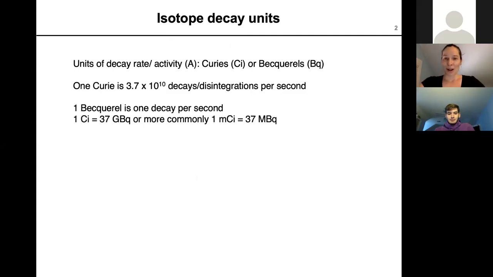If you are a radiochemist in the United States, you still tend to prefer curies, but the SI unit is becquerels. So if you're trained in Europe, you will be trained in becquerels. I myself was trained in Switzerland first, so I'm more familiar with becquerels as well, but now I use curies since I operate out of Stony Brook, New York State. So we know the relationship between curies and becquerels. One curie is 3.7 times 10 to the power of 10 decays or disintegrations per second. So one becquerel is one decay per second.